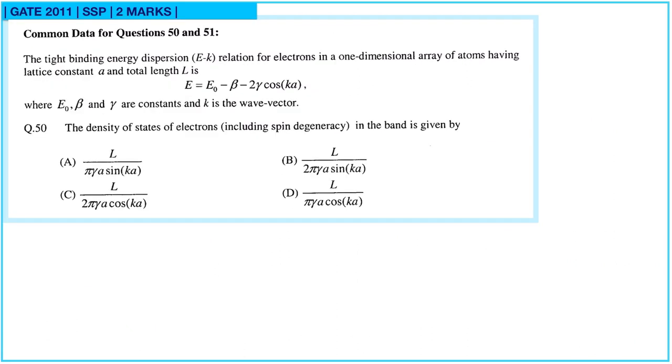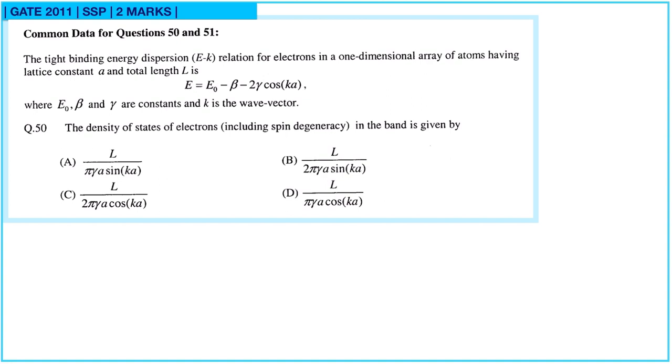Next question. The tight binding energy dispersion E-K relation for electrons in a one-dimensional array of atoms having lattice constant a and total length L is E is equal to E0 minus beta minus 2 gamma cos Ka, where E0, beta and gamma are constants and K is a wave vector. The density of states including spin degeneracy in the band is.